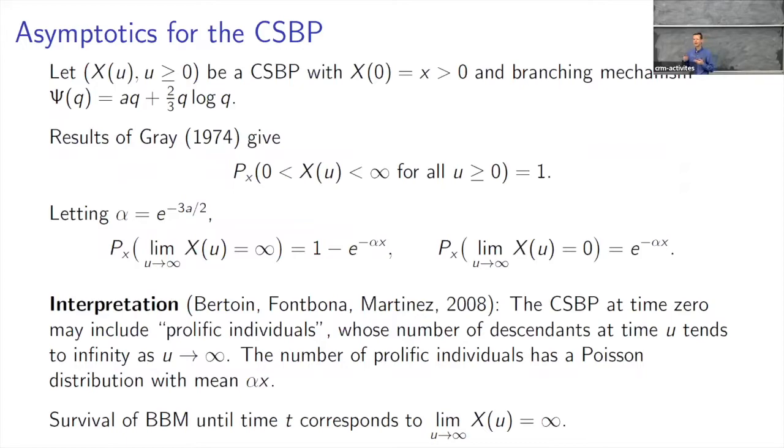So with that in mind, it will be useful to review some asymptotic results for Neveu's continuous state branching process. So let's let X be a continuous state branching process, which starts at little x, and it has branching mechanism a times q plus 2/3 q log q.